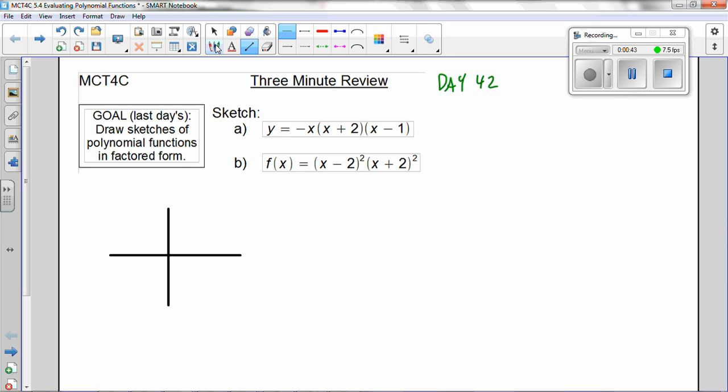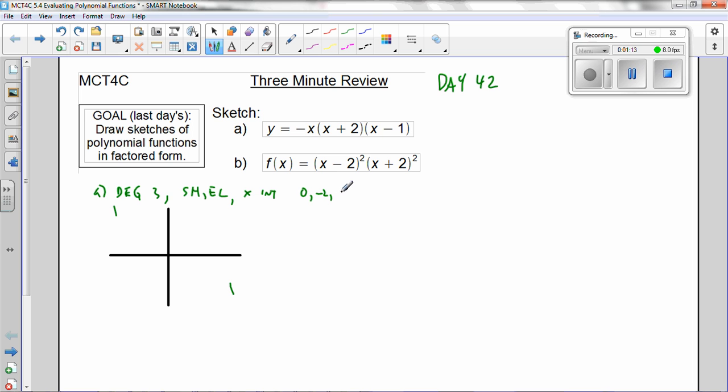And what's the story? Well, I see it's 1, 2, 3. This A is degree 3, negative leading coefficient, so it starts high and ends low. Remember, since it's degree 3, it always starts one way and ends the opposite way. In this case, because the leading coefficient is negative, it starts high and ends low like this. And then we got x-intercepts 0, -2, and 1, and they're all roots, right?